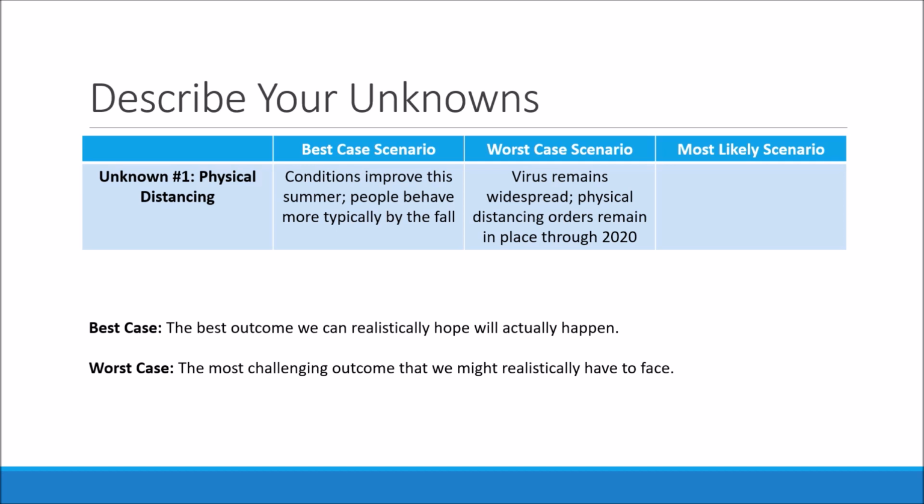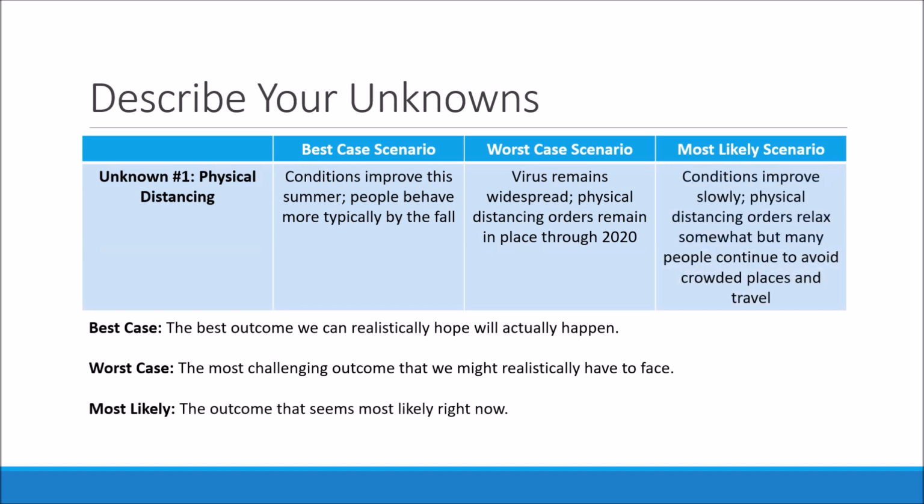The flip side, if you will, the worst case there: what's the most challenging outcome that we might realistically have to face? Probably that the virus remains widespread and people keep getting sick. New people keep getting sick. And so we have to keep physical distancing orders in place for a more extended period of time.